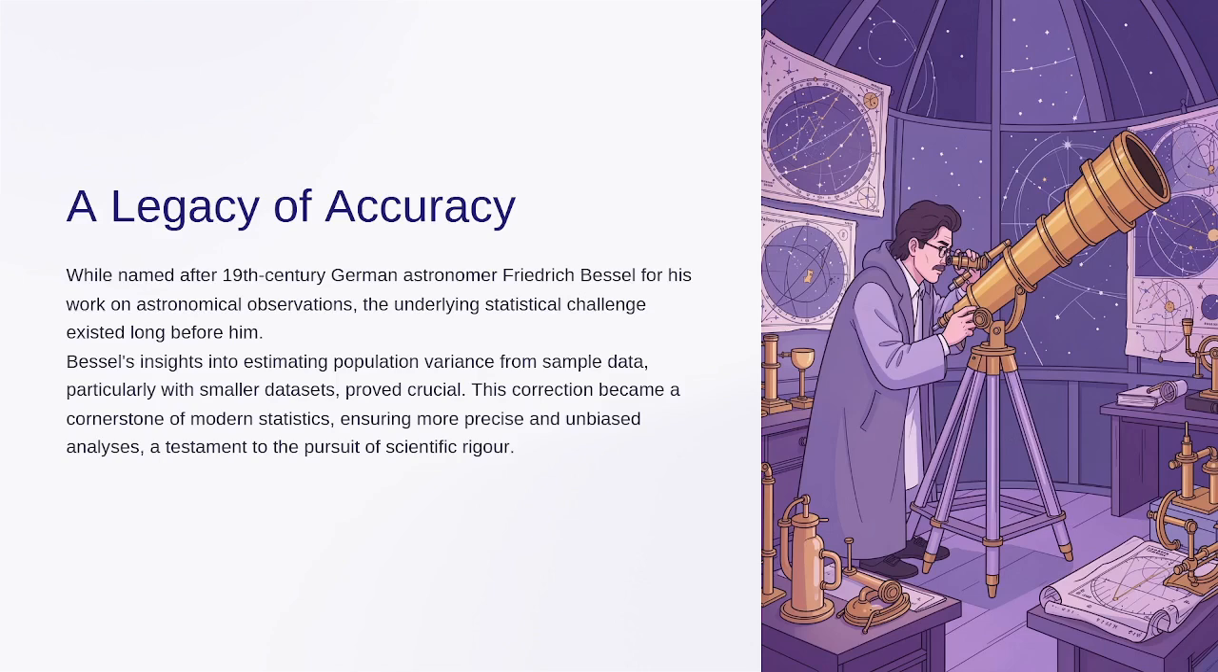Imagine you want to know how spread out the marks of all students in schools are. Can you measure every student? Probably not. So you take a sample, and that sample helps you estimate the whole population. But there's a catch. The estimate can be biased, and Bessel found a way to fix it. That's why this correction became so important.